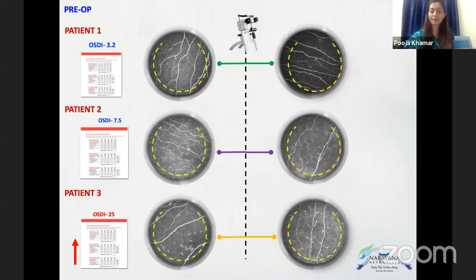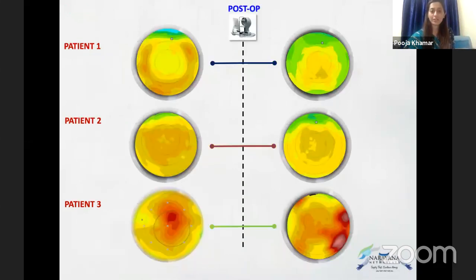If you do a LASIK or any other refractive surgery, post-operatively, this is how their epithelium is going to be. The first patient, who had a healthy epithelium, has a healthy epithelium post-operatively as well. And the third patient, who had unhealthy nerves, has landed up with an unhealthy epithelium, with even more irregularities present on their epithelial mapping compared to those of normals.